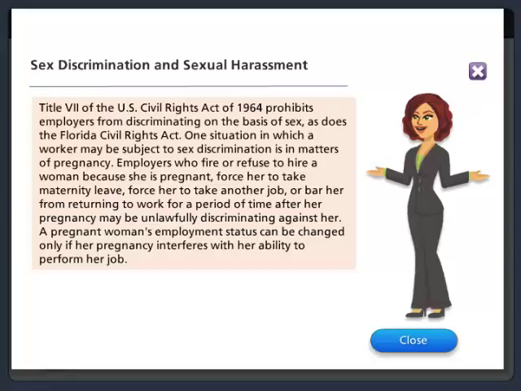Sex discrimination and sexual harassment. Title VII of the U.S. Civil Rights Act of 1964 prohibits employers from discriminating on the basis of sex, as does the Florida Civil Rights Act. One situation in which a worker may be subject to sex discrimination is in the matter of pregnancy. Employers who fire or refuse to hire a woman because she is pregnant, force her to take maternity leave, force her to take another job, or bar her from returning to work for a period of time after her pregnancy may be unlawfully discriminating against her. A pregnant woman's employment status can be changed only if her pregnancy interferes with her ability to perform her job.